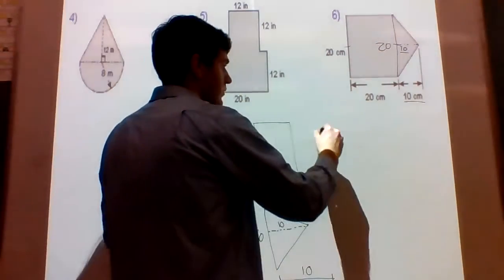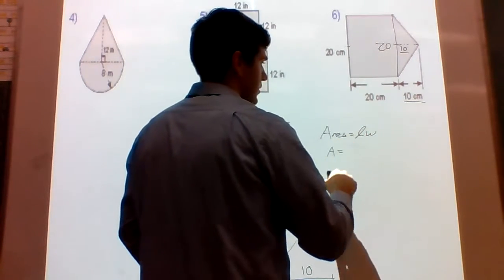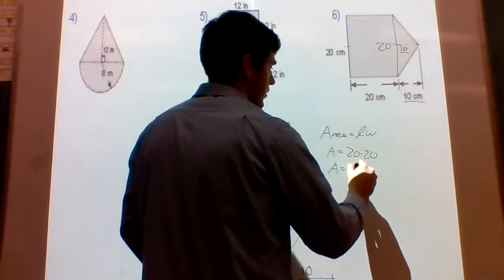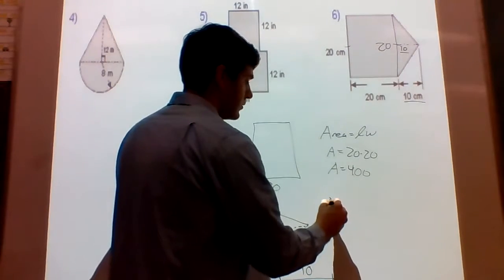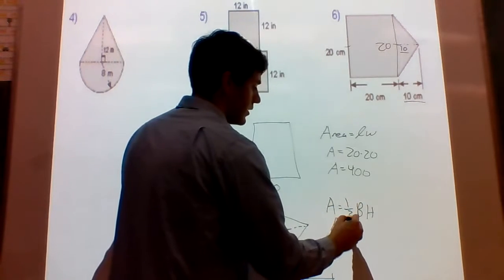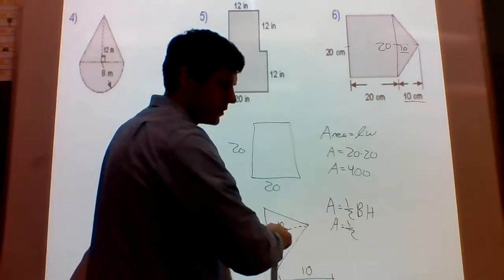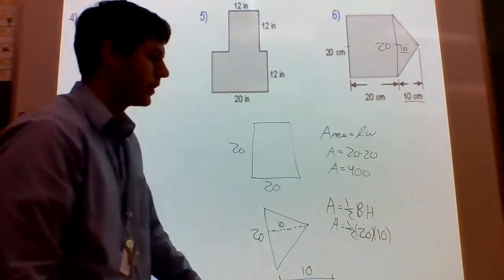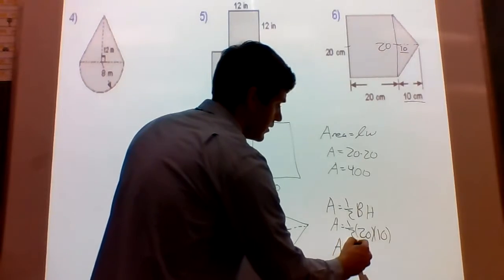So the area of the rectangle is going to equal length times width. So 20 by 20, which gives us 400. The area of a triangle is 1/2 the base times the height. Okay, so it's going to be 1/2. The base is 20. The height is 10. 1/2 times 20 is 10. 10 times 10 is 100. So the area here is 100.